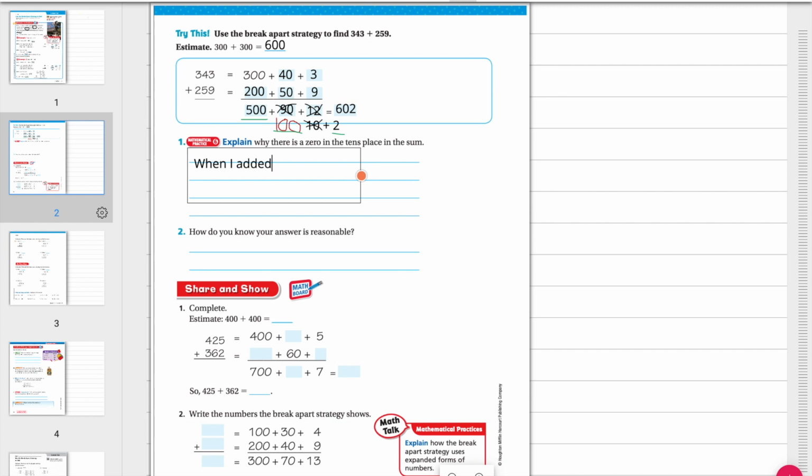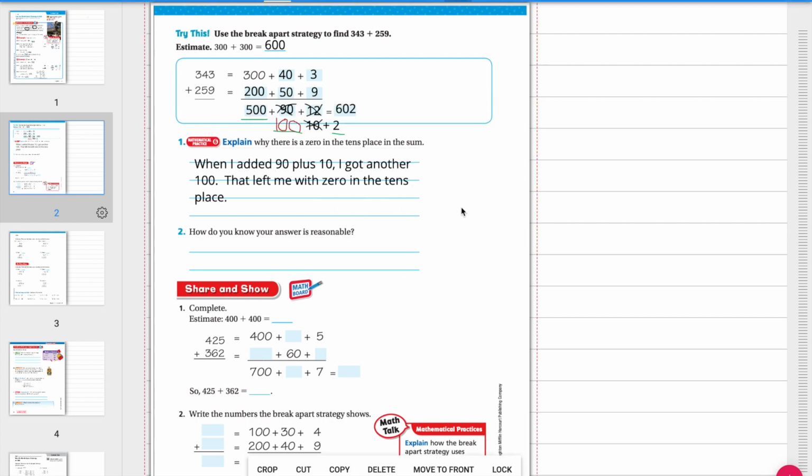When I added 90 plus 10, I got another 100. That left me with 0 in the tens place. So that is what happened there.